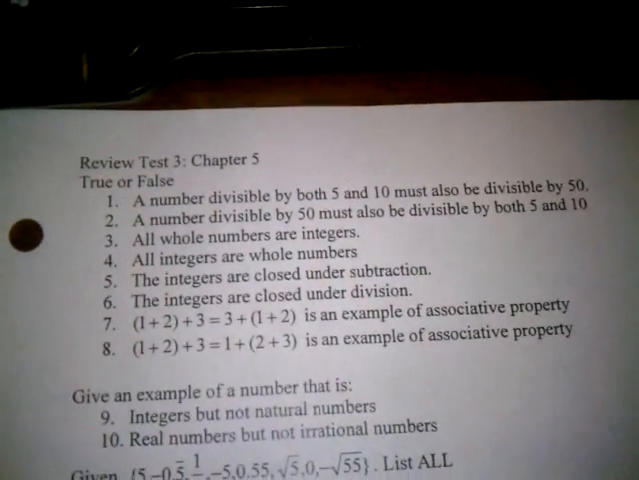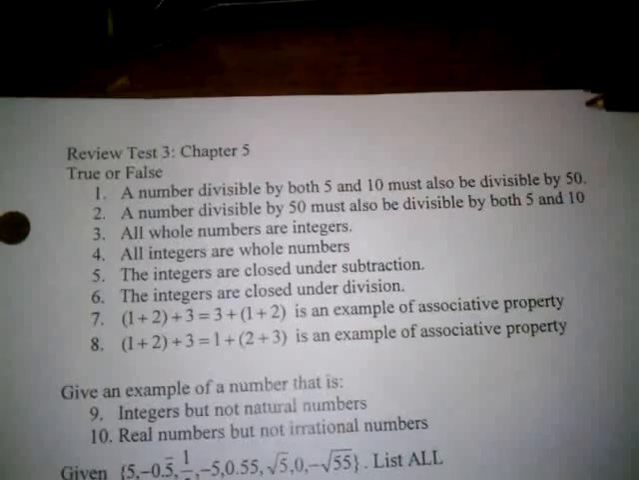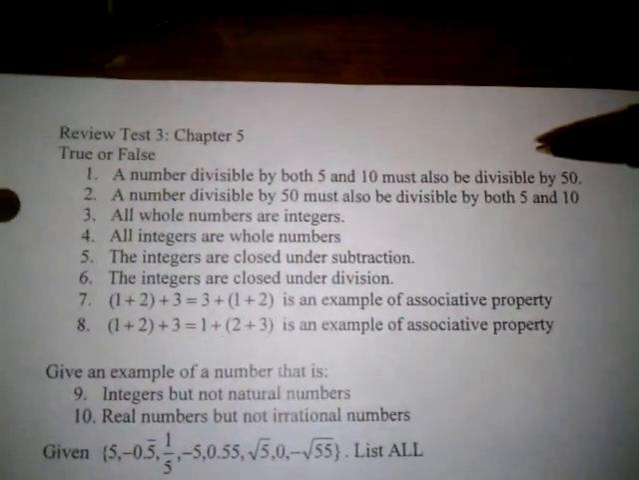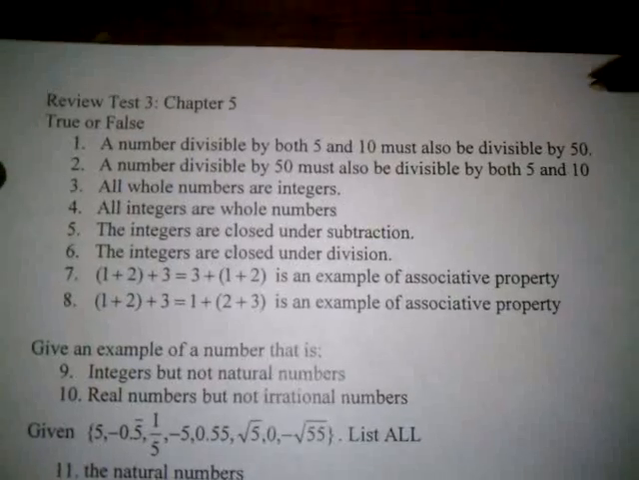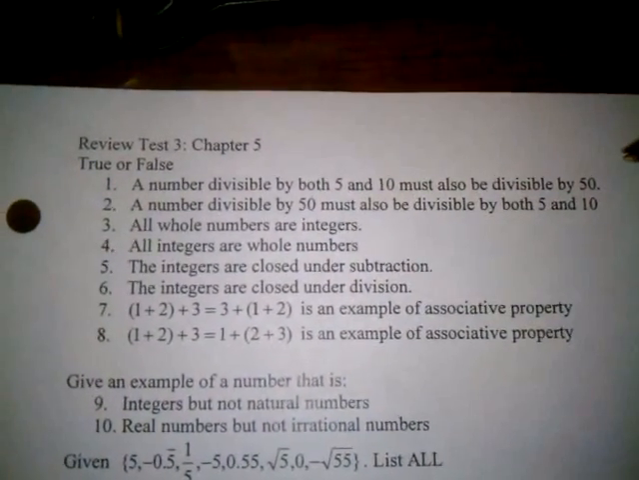This is Math for Liberal Arts, Review Test 3, Chapter 5. We're going to go through the first 10 questions. A number that is divisible by both 5 and 10 must also be divisible by 50. The first 8 questions are true-false questions.